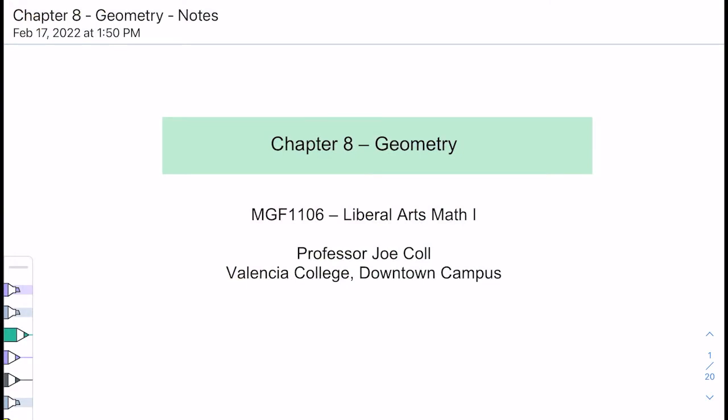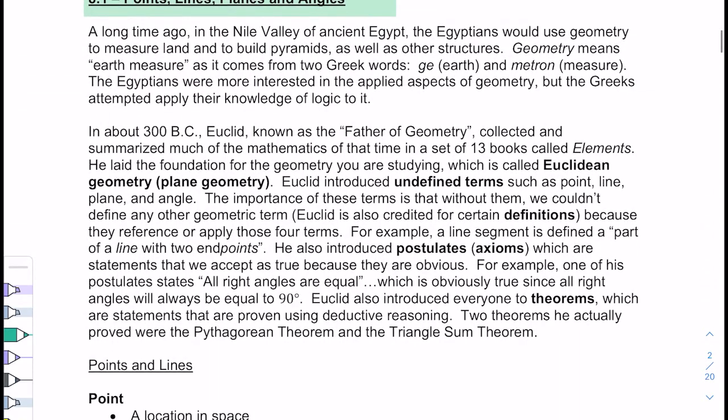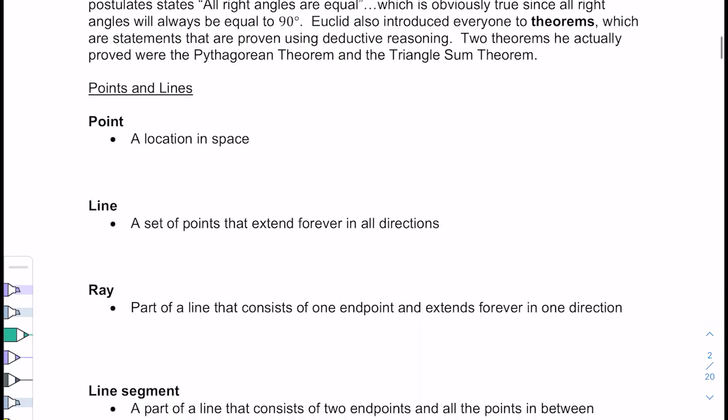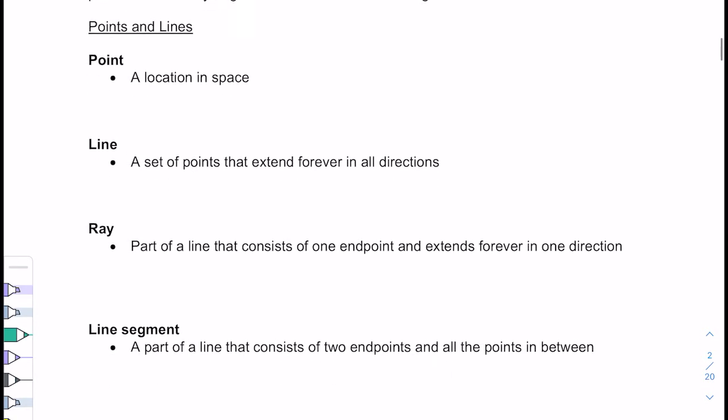Hi everyone. Today we're going to start our journey into geometry, which is chapter 8. We're going to look at undefined terms such as point, line, plane, and angle that we use to define other terms in geometry, like ray and line segment. So those can't be defined unless we talk about point, line, and plane.